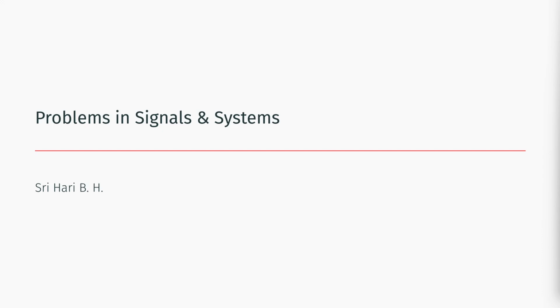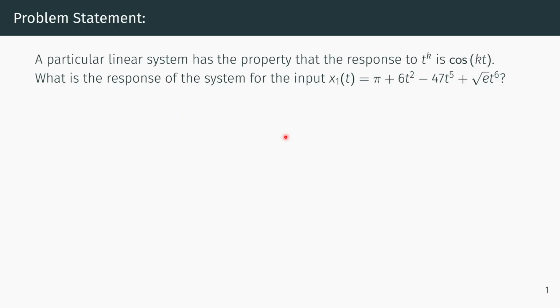In this video, we will solve a simple problem involving the linearity property of systems. The problem statement goes like this. A particular linear system has the property that if you give t power k as the input, the output is given to be cos kt. Now the question is, what is the response of the system if the input is given to be x1 of t equal to pi plus 6t square minus 47 t power 5 plus root t power 6.